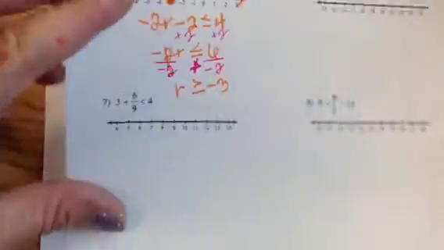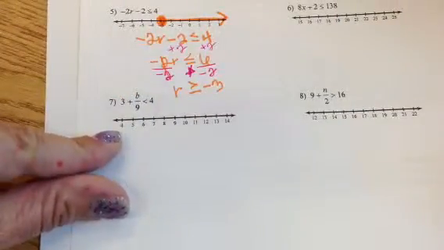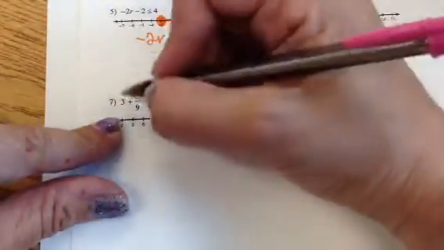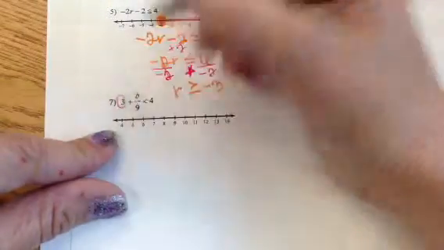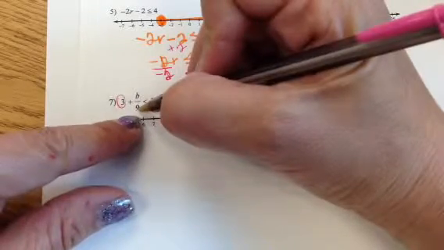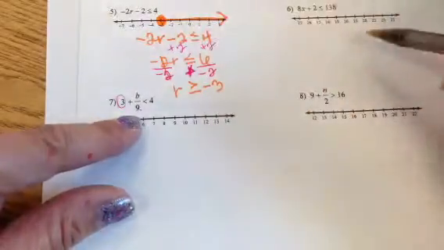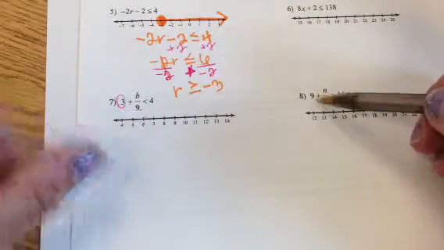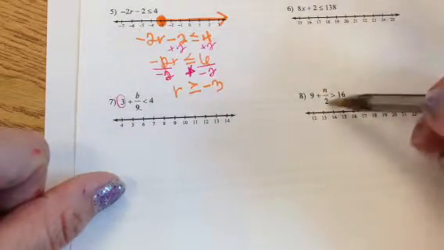Remember, in problems like 7 or 8, you want to undo your 3 first and then multiply by 9 to get that out of the denominator in your fraction with your variable. Number 8, you'd subtract 9 and then multiply by 2 to get to your solution there.